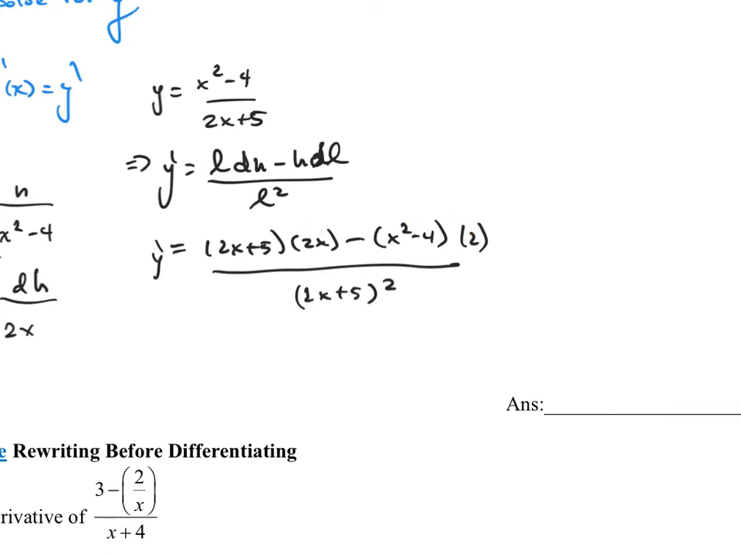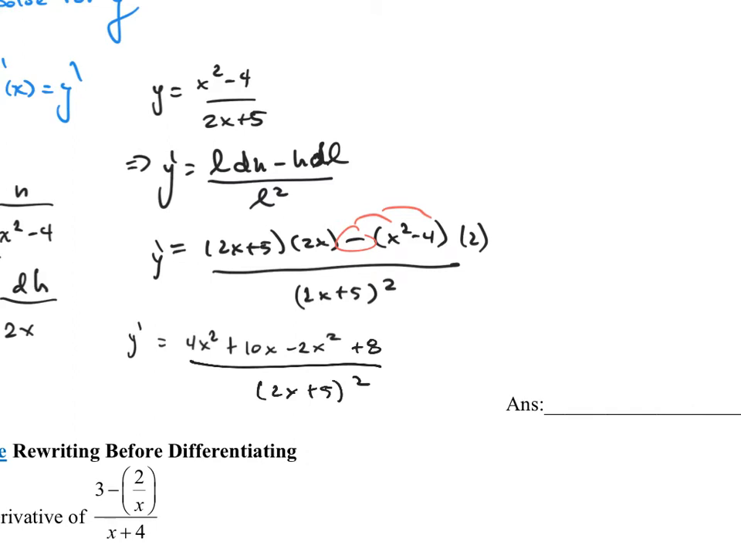Okay? So let's see if we could do this. y prime would then equal 2x times 2x is 4x squared. 2x times 5 would be a 10x. I'm going to go ahead and distribute the negative and the 2. So it's negative 2 times x squared would be negative 2x squared. And then it's negative 2 times negative 4, which would be plus 8. Never forget to distribute that negative to both terms. Remember, you're never distributing out the bottom. Always keep the bottom in factored form. So that's 2x plus 5 quantity squared.